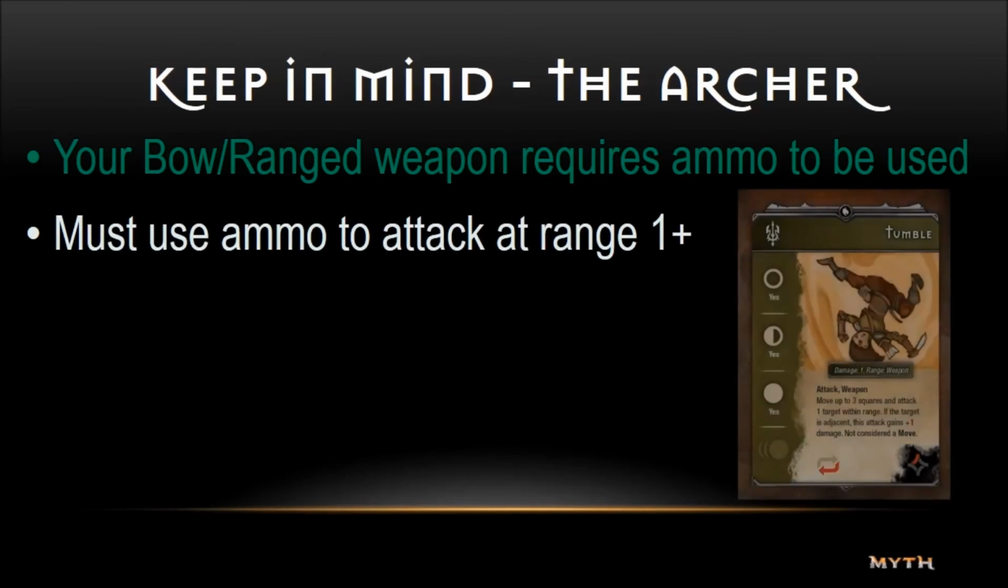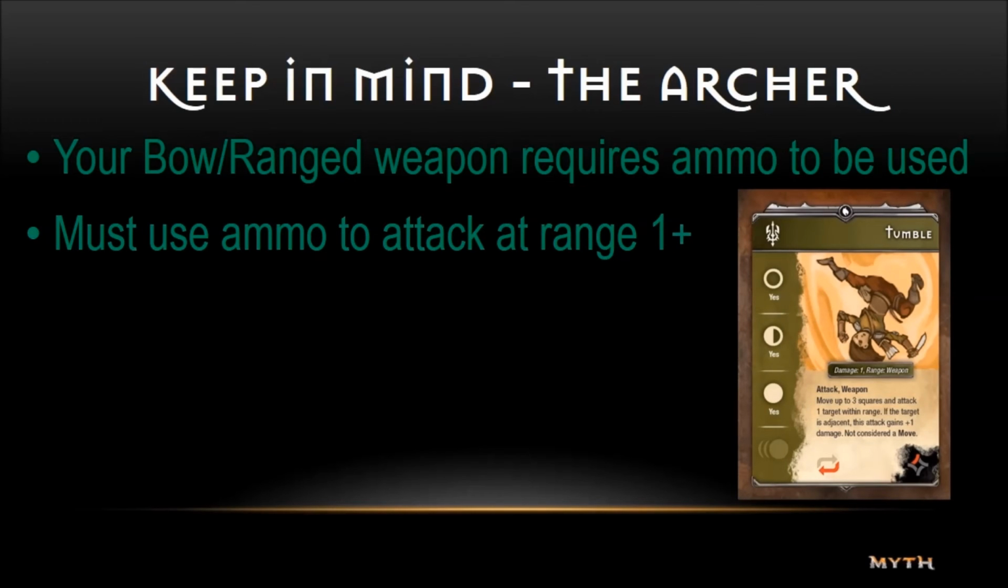Also, this might sound redundant, but you must use ammo to attack at a range of more than 1. So for instance, take this particular card, Tumble: move up to 3 squares and attack 1 target within range. If the target is adjacent, this attack gains +1 damage. In order to attack and take the bonus from your bow, you must have an ammo card. Again, this is the first rule: in order to use your ranged weapon, you must use ammo.